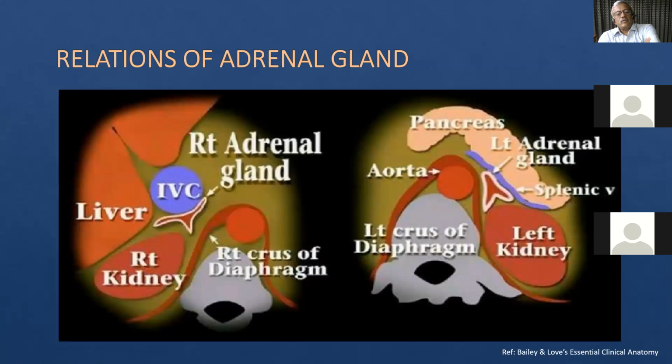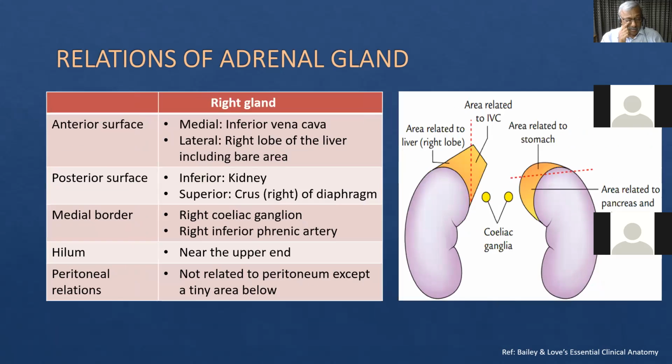So what is your thinking on the location of the hilum? You talked about the anterior surface. Go back one slide. What is the importance of this? Surgical importance. Sir, in the case of the right adrenal gland, while doing adrenal surgeries, we are more cautious on the medial side because there is the inferior vena cava, major vessels. Correct.